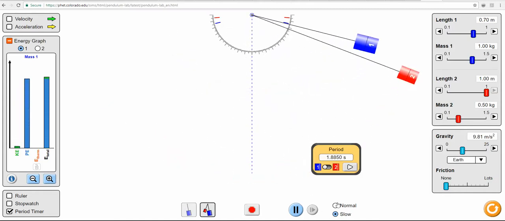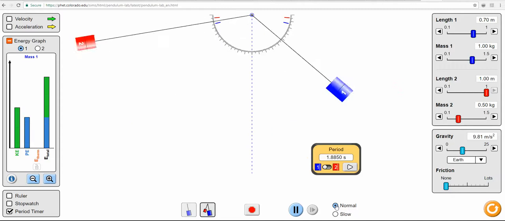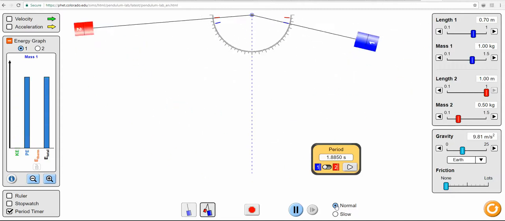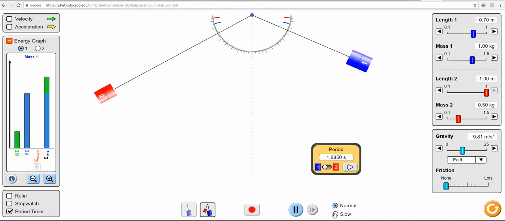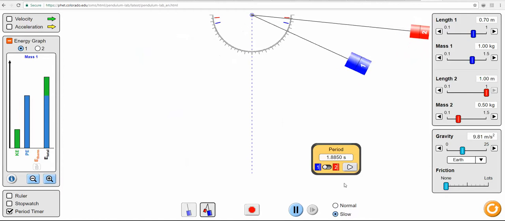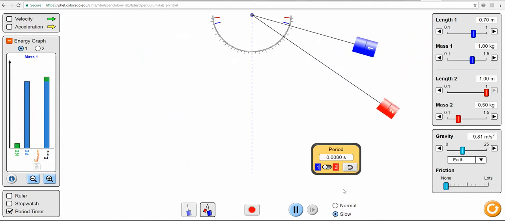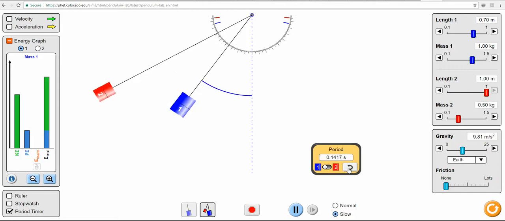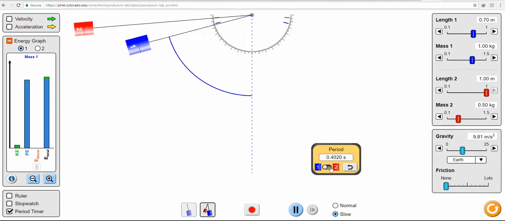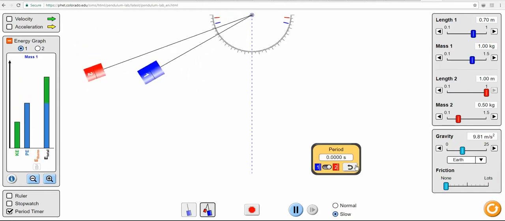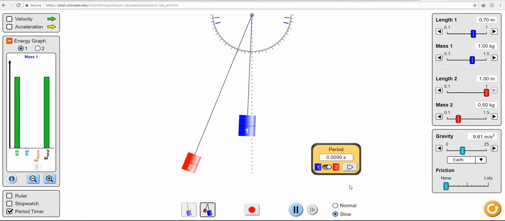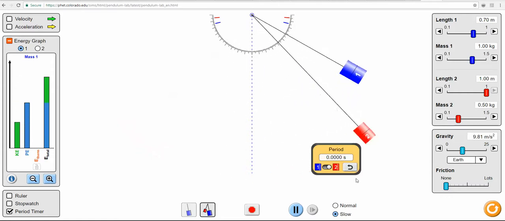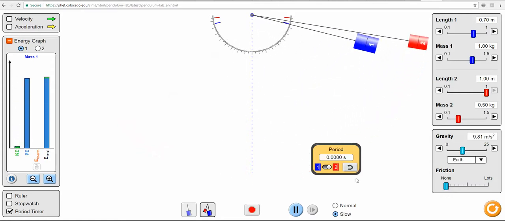Now this is not the normal speed, so I'm going to turn it back on. That's what the normal speed looks like. But sometimes it's hard to understand it at normal speed, so I'm going to slow it back down. And I'm going to start the period for this one, and then switch it to the red and see what the period for the red is.